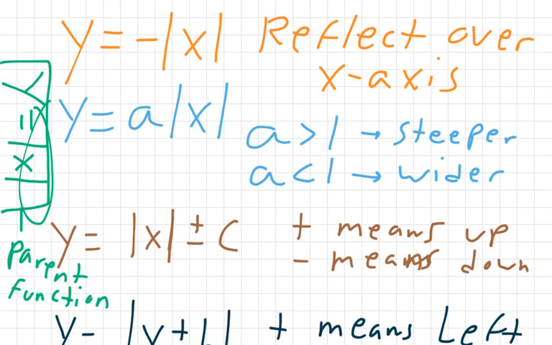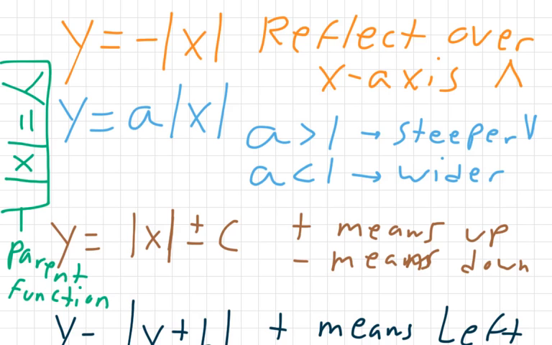So when you have a negative in front of it, it reflects it over the x-axis, so it looks like this, upside down v instead of right side up v. Again, when you have an a in front of the x, like something multiplied, it's like 4 times x or 1/3 times x. If that's a number more than 1, it gets steeper. So something like this, right, really steep. If a is less than 1, so like a fraction, it gets wider.